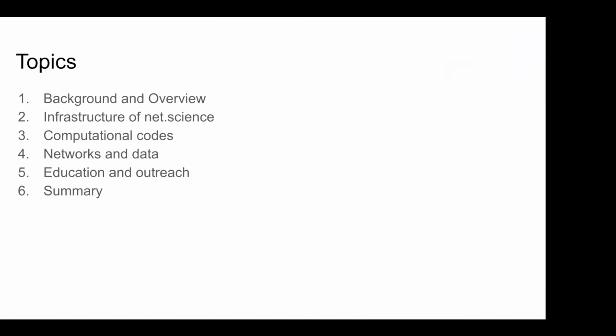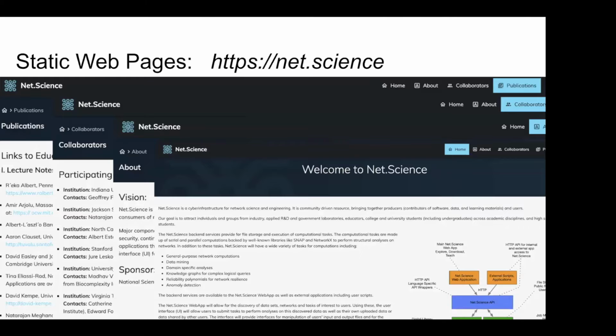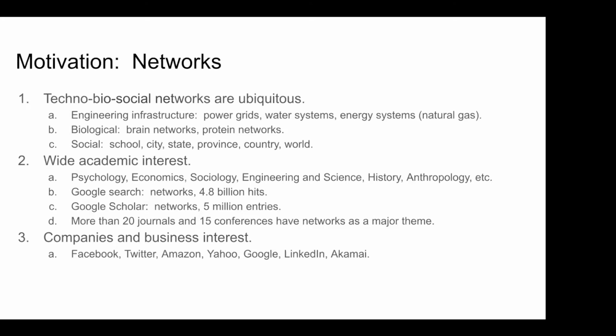These are the topics we'll cover: some background and motivation, and then a quick overview. We'll take a look at some aspects of the cyber infrastructure fairly briefly: the software infrastructure, computational codes, the networks and data, and then we'll go into education and outreach and summarize. Right now, the cyber infrastructure can be accessed at net.science, as shown at the top of the page, and all this cyber infrastructure is right now is 4 static web pages. So what we'll be talking about is our work over this first year in getting the cyber infrastructure up and running, and a little bit about how we're going forward. We haven't quite completed the first year of a 5-year project.